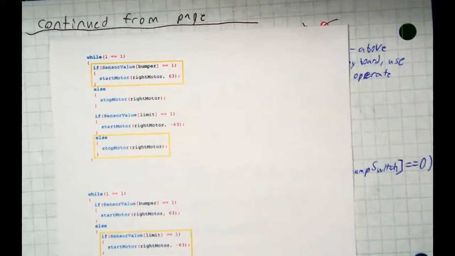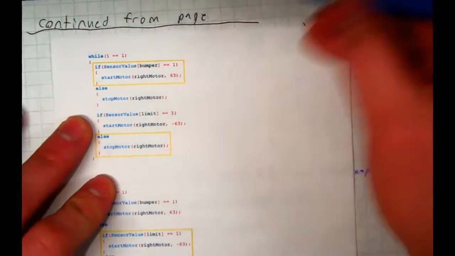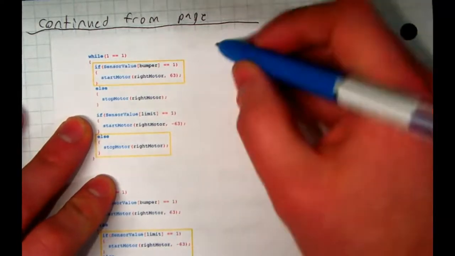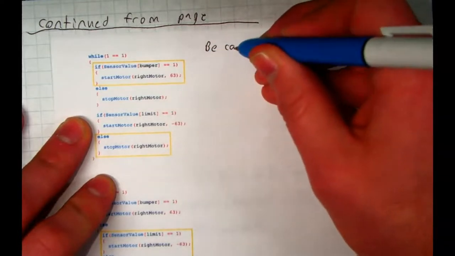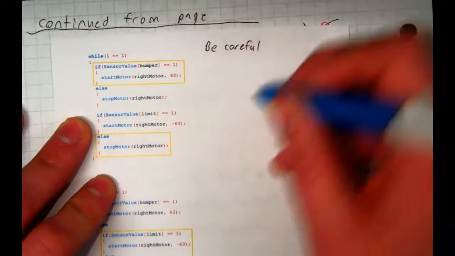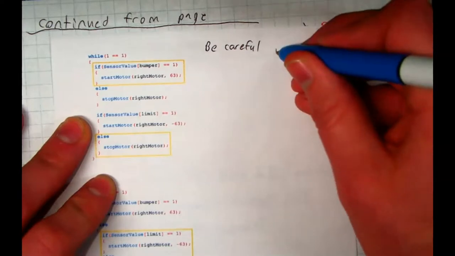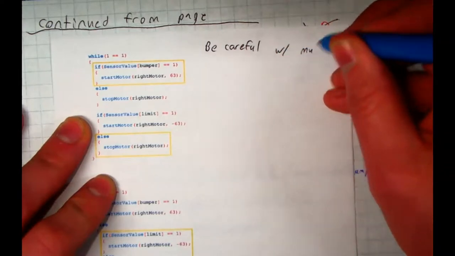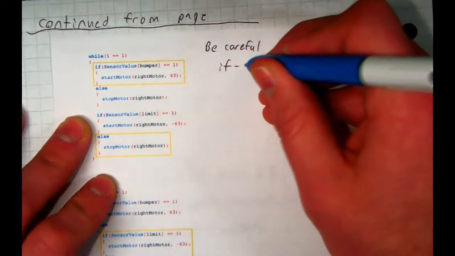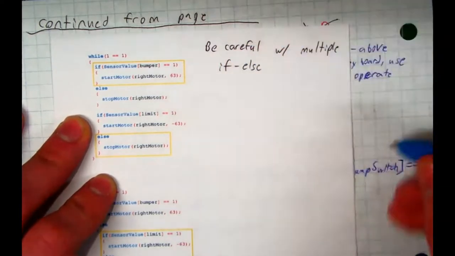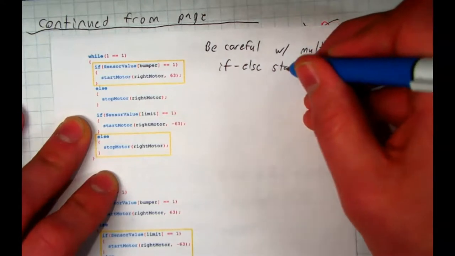So taking a look at this last statement, I'd like to make a very important note. Let's say be careful with multiple if-else statements. When you're using multiple if-else statements, there are some common mistakes that are easy to make.